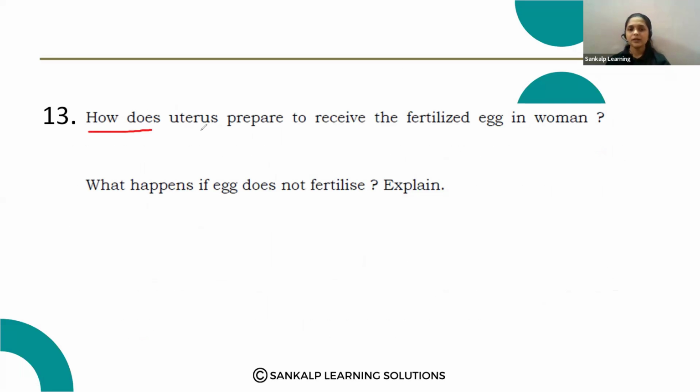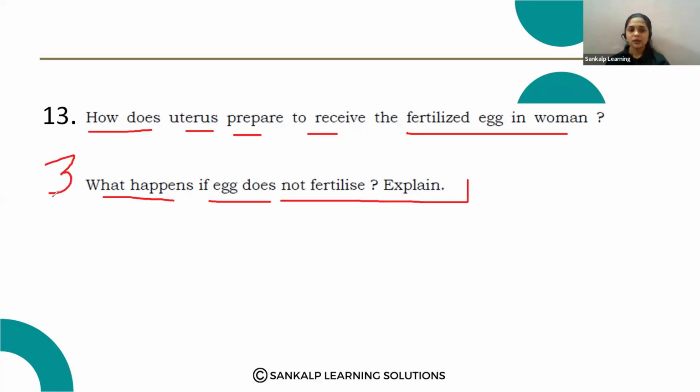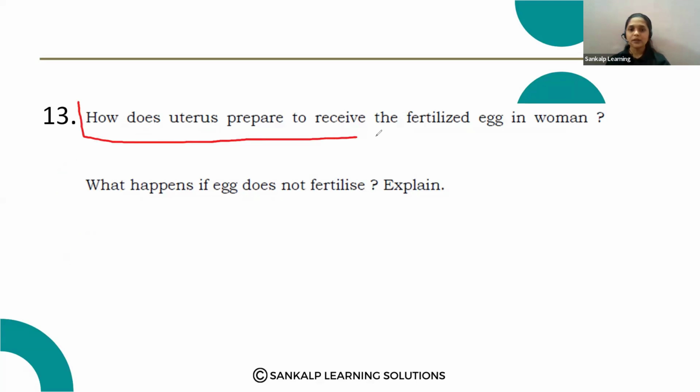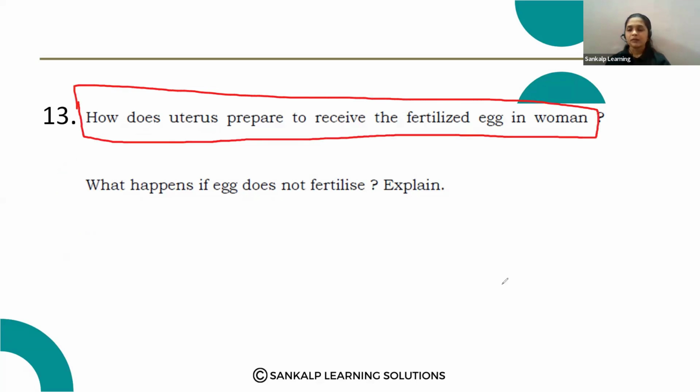Here, how does the uterus prepare to receive the fertilized egg in a woman? Second question, what happens if the egg does not fertilize? Explain. So this will be a 3 mark or 4 mark question. How should you write the answer? First one, take this one. How does the uterus get prepared to receive the fertilized egg? Write this question.